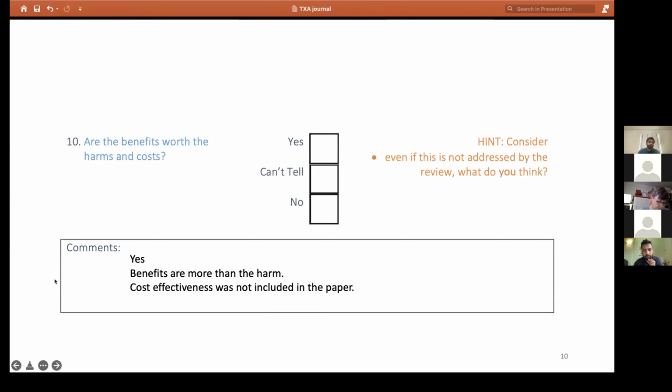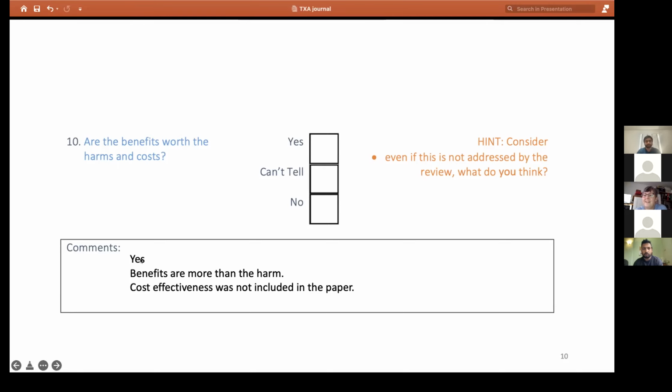Yes. So the next question is, are the benefits worth the harm and cost? I would still say yes for this question. As indicated by the study, it has shown that there are several benefits of using the medication, but harm has not been much indicated in the study itself. But the cost effectiveness was not included in this paper. So I would say yes, as the benefits look to be more than the harm to the patient. So I think I have completed these 5 questions.